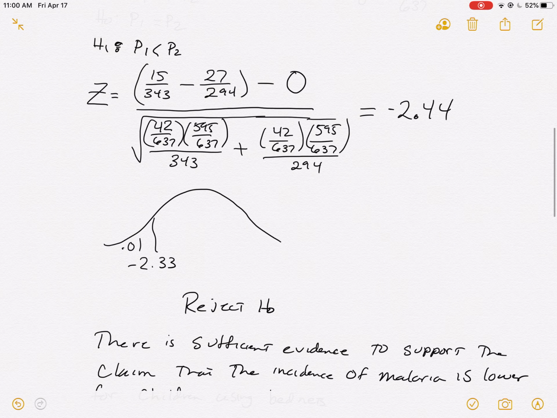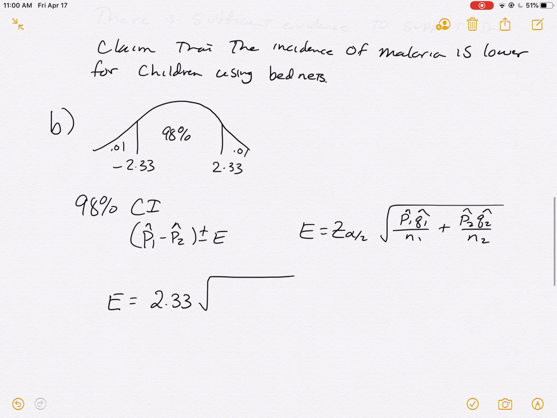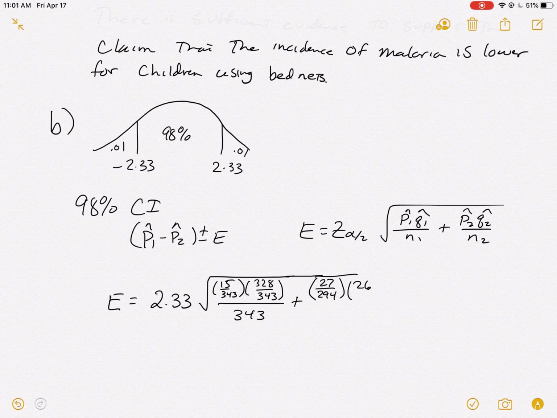And then I need to get the P1 and P2 out of these guys. So P1, that's 15 out of 343. And if I subtract away 15 from 343, I get 328 out of 343. And that's still all over 343, right? P1 hat, Q1 hat all over N1 plus P2 hat, which was 27 cases of malaria out of 294. And if I take 27 off of 294, I get 267 out of 294. And that's all divided by 294.